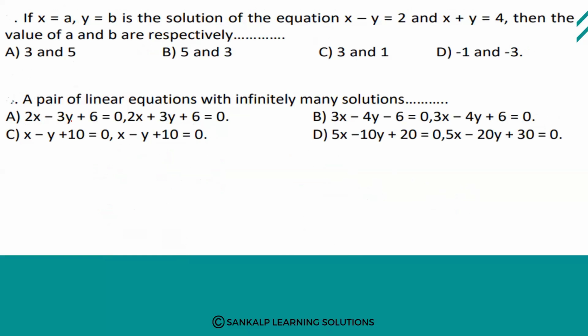If x is equal to A and y is equal to B is the solution of the equation x minus y is equal to 2 and x plus y is equal to 4, then the values of A and B are respectively. So here substitute x is equal to A, right? In the equation x minus y is equal to 2, A minus y value is B here, right? A minus B is equal to 2 and A plus B is equal to 4. Why? Because x is equal to A and y is equal to B they have given. So here also use the elimination method. B and B will get cancelled.